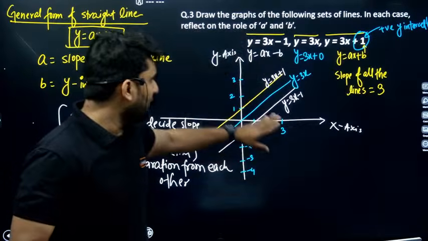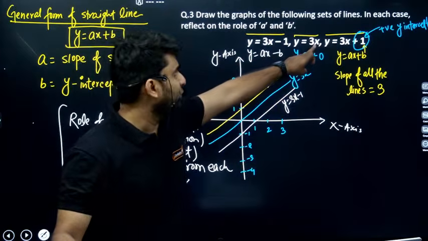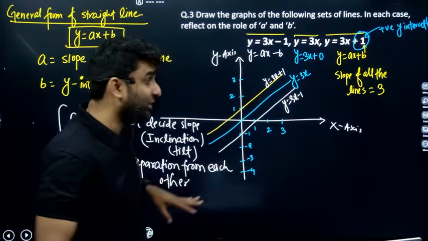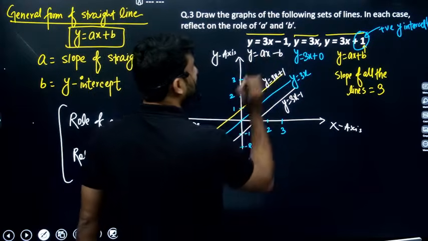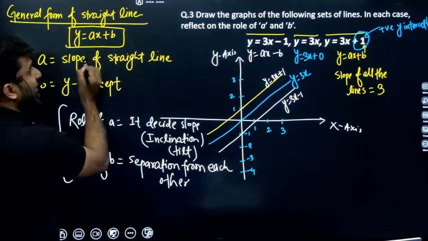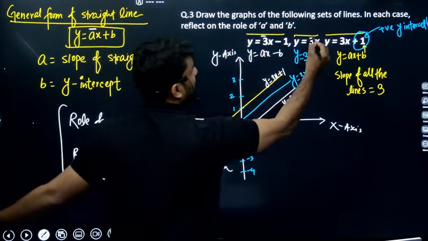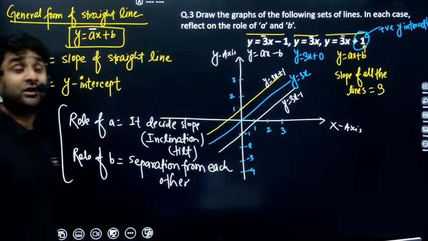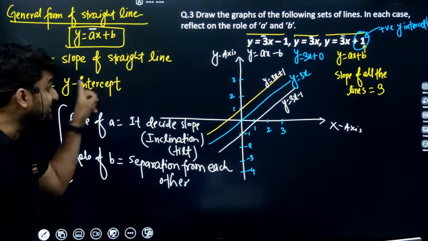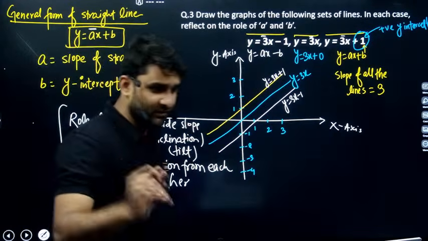You can draw the straight line of these equations by putting in values also. If you put x as something, y will come as something. But I have drawn it logically. Y is equal to 3x minus 1. And what is the general form of a straight line? Y is equal to ax plus b. So in the place of a, 3 is there. And a is called the slope of the straight line. And b is the y-intercept, where the line will be intersecting on the y-axis. Clear, everyone? Moving ahead.